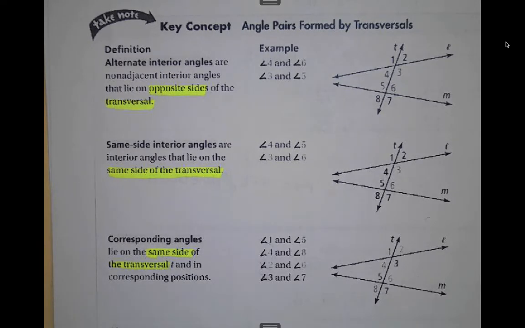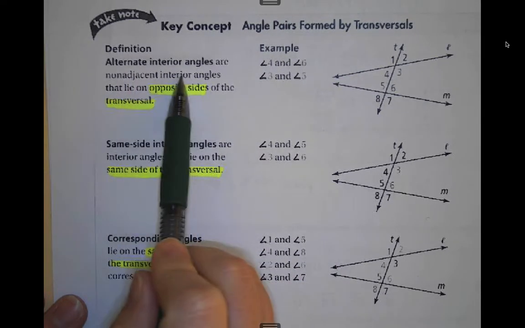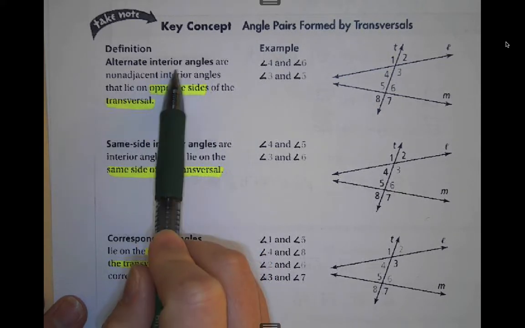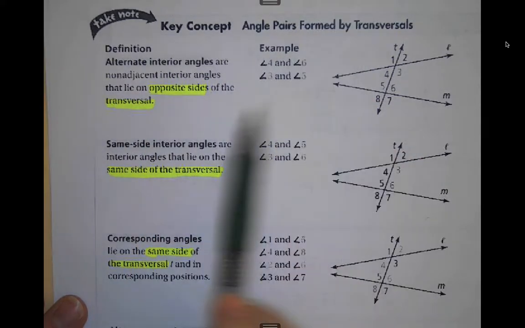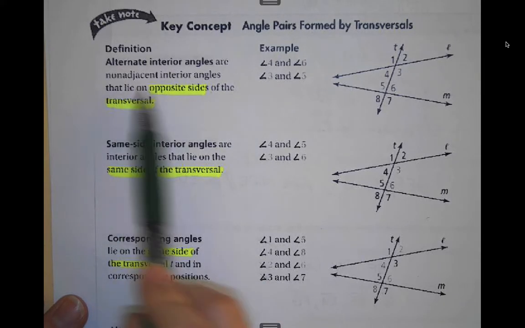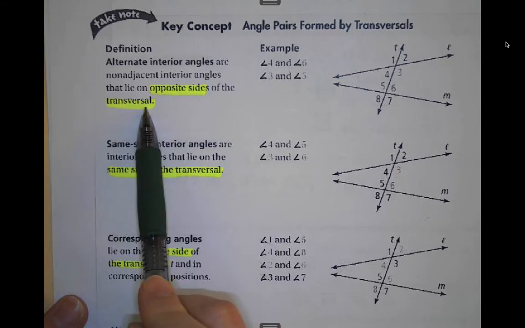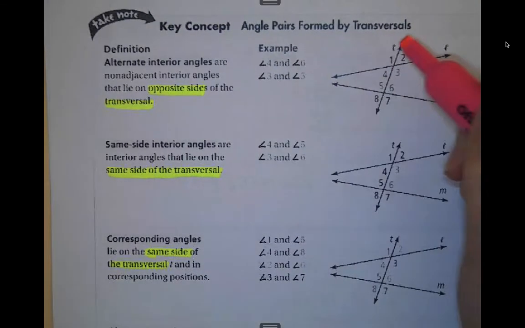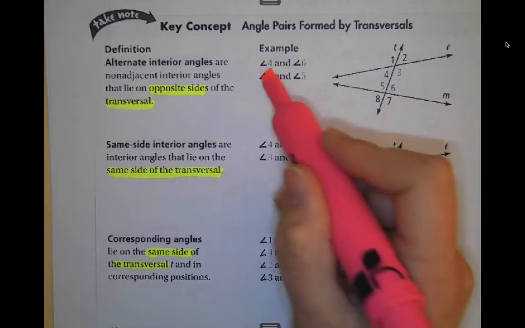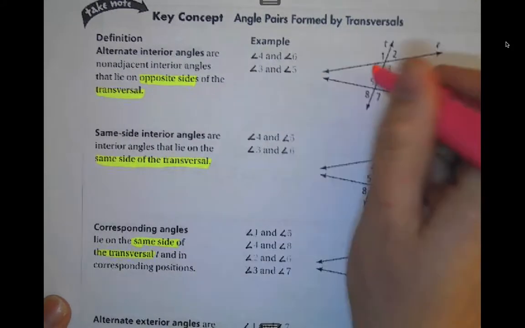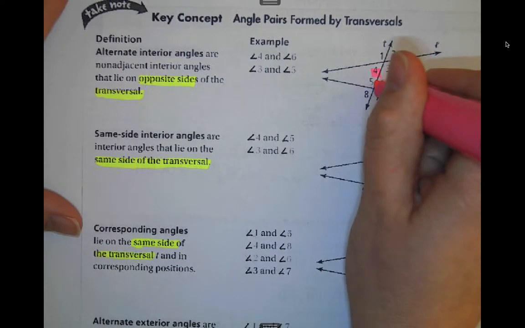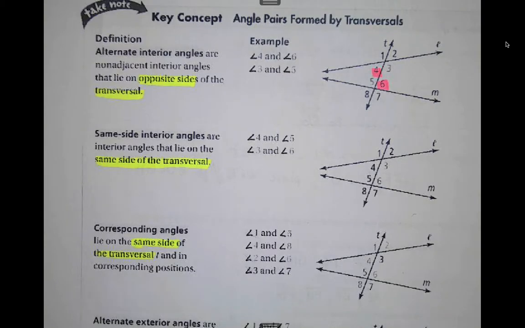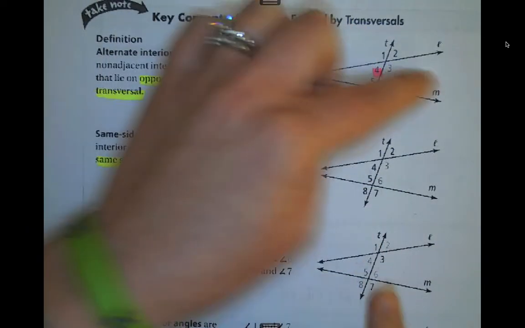Alternate interior angles are non-adjacent interior angles, meaning they're on the inside, the interior part of the two lines, as we showed up above, the interior space, and they lie on opposite sides of the transversal. So it's really important when looking at a figure that you can identify your transversal. They give you an example using the transversal with the two lines over here to the right, that angle 4 and angle 6 are a pair, and I will try to highlight them here. They are a pair of alternate interior angles. They're on opposite sides of the transversal and inside in the interior space of the two lines.